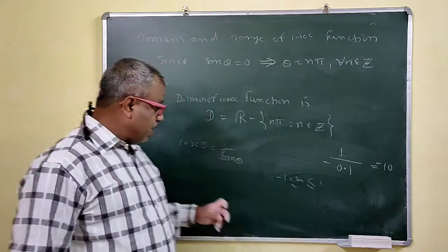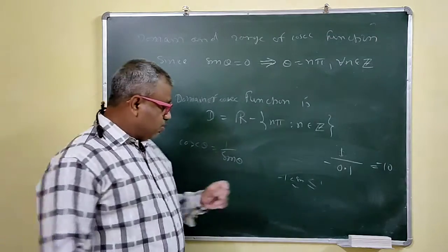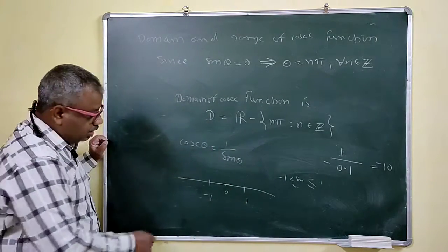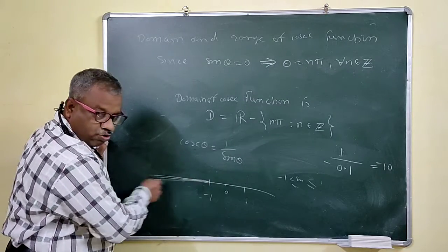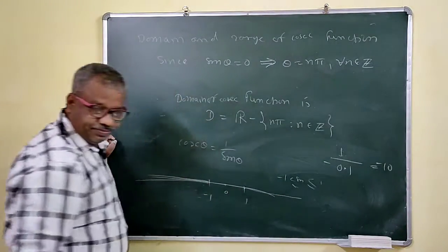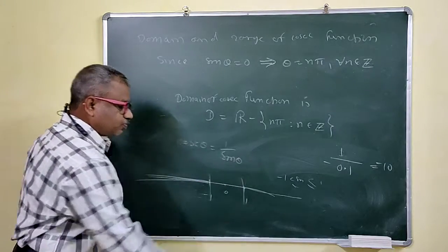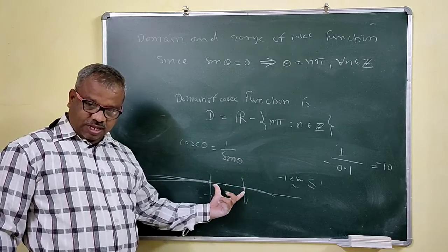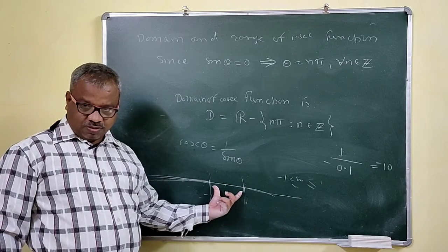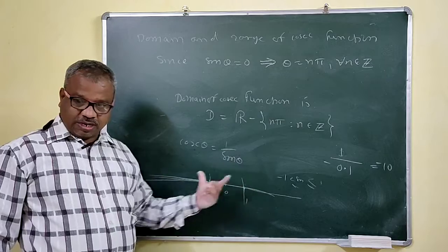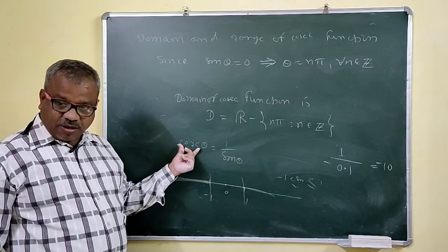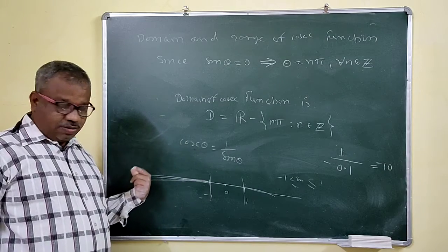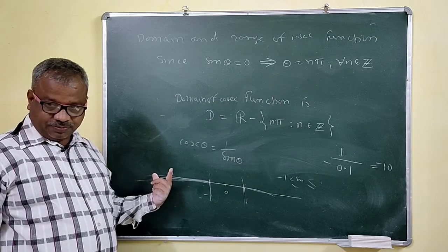So your sin theta is here, between -1 and 1. Then the range of cosec will be here or here. That means you have to remove the open interval -1 to 1 from the set of real numbers, and whatever remains will be your range. So you don't know the maximum value of cosec theta, you don't know the minimum value of cosec theta. Maximum and minimum do not exist here.